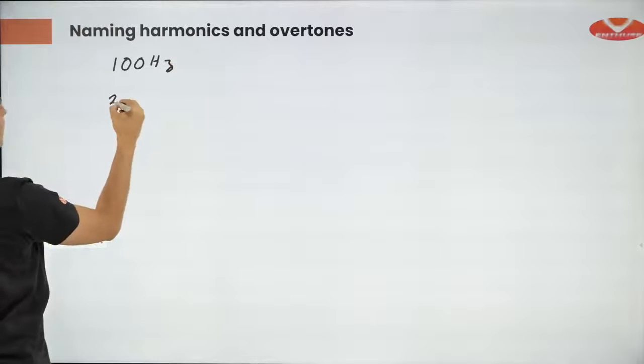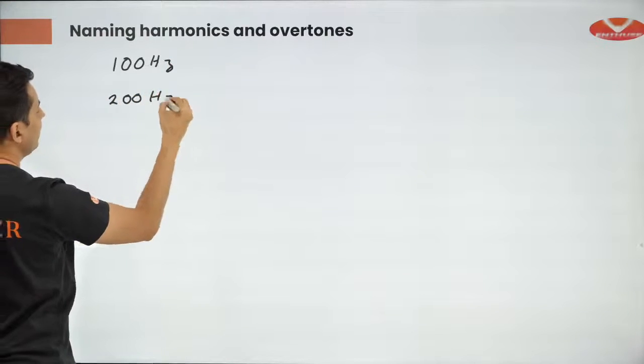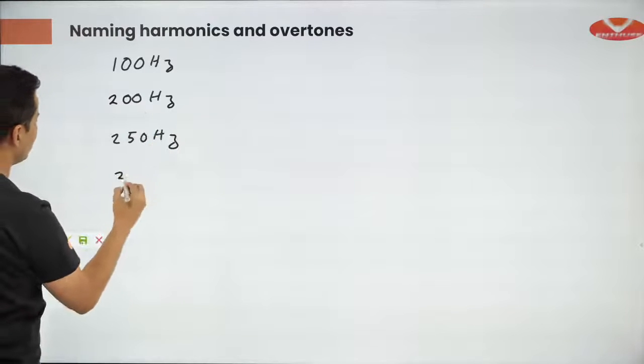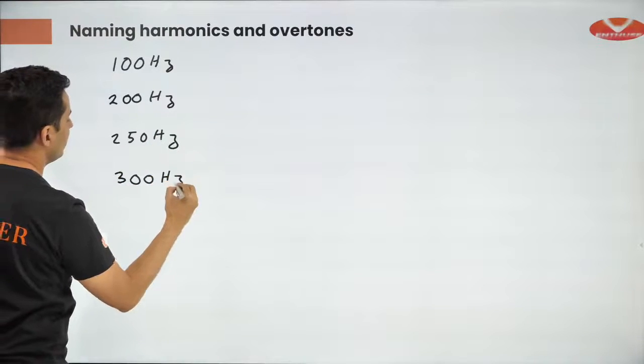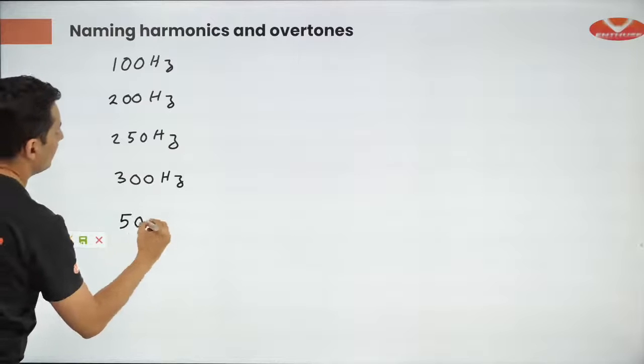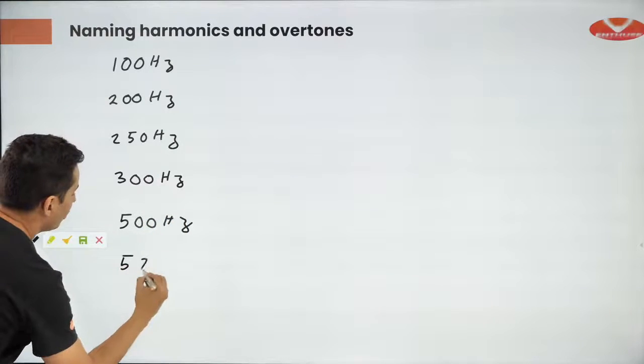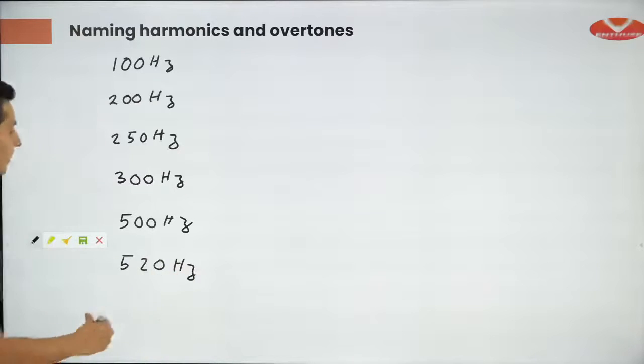Let's say the next frequency is 200 Hertz. Let's say the next frequency is 250 Hertz. Let's say the next frequency is 300 Hertz. Let's say the next frequency is 500 Hertz. And let's say the next frequency is 520 Hertz. Example. These are the frequencies.